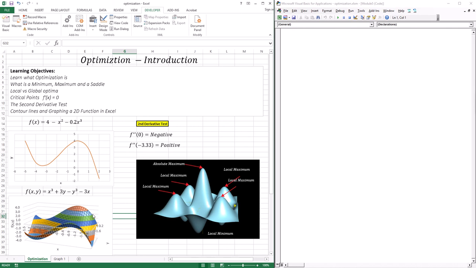The last thing that we covered is contour lines, which are basically lines where the function is constant, or we have the same function value along these circles. And that's most commonly used in topography maps in terms of elevations.